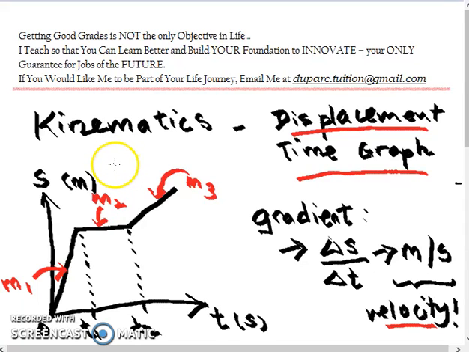Hi everyone, welcome to the chapter on kinematics. Let me first talk about the displacement time graph. Over here on the left, you see a graph of displacement against time.